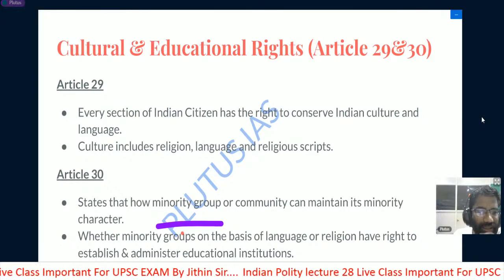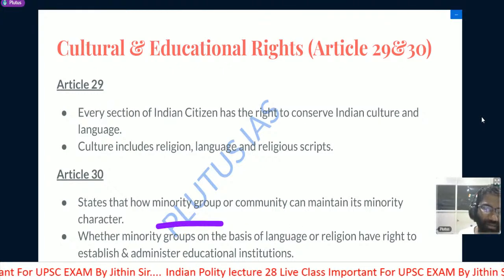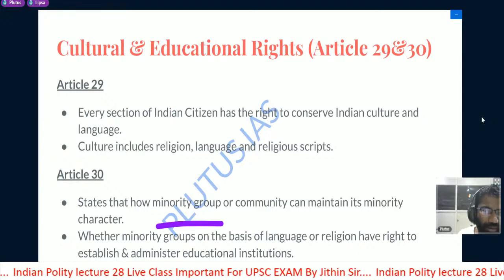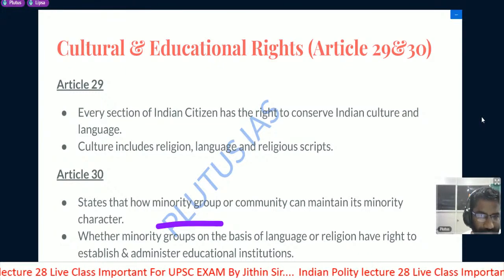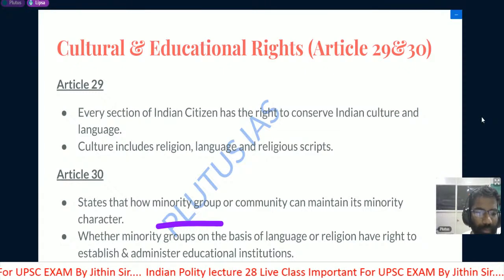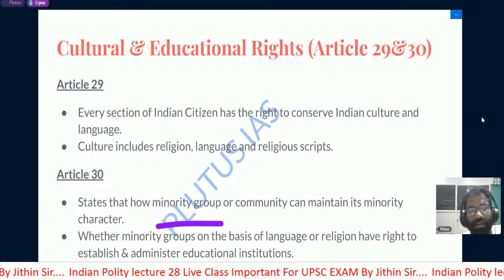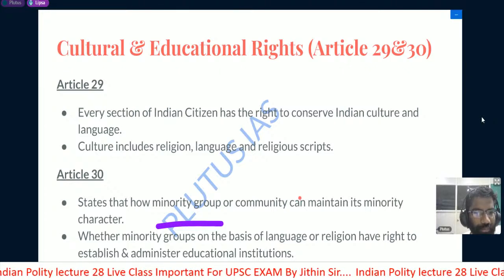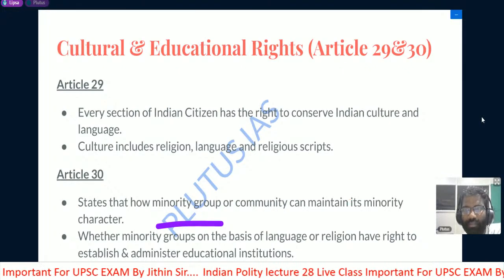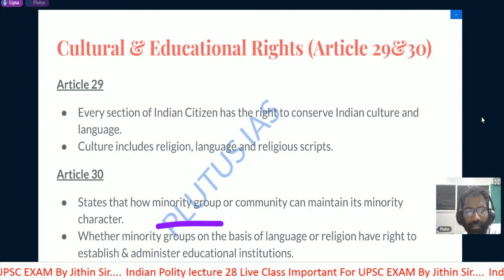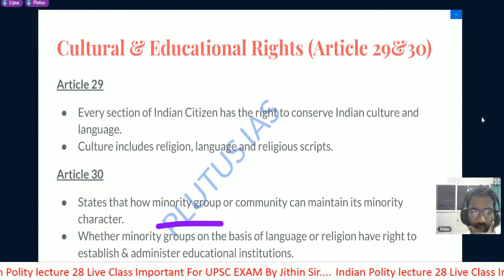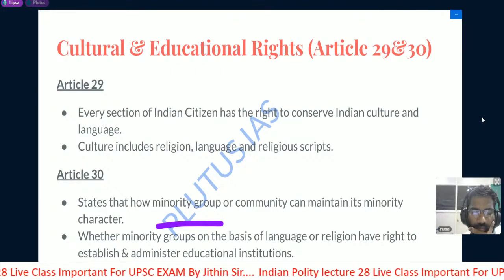Lipsa, what did I say? Sir, starting from Article 30, this article states that the minority group or community can maintain their minority character. These groups, on the basis of language or religion, have all the rights to establish or administer educational institutions of their own choice.